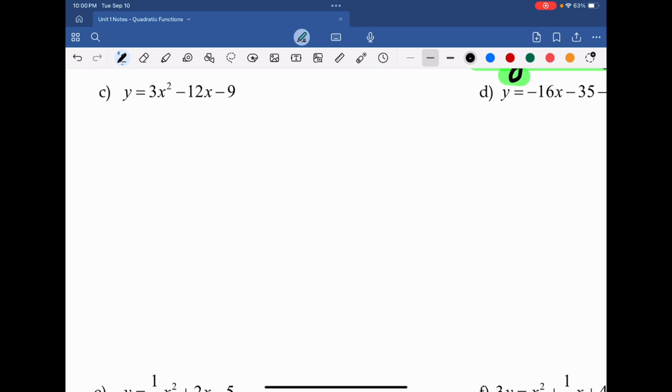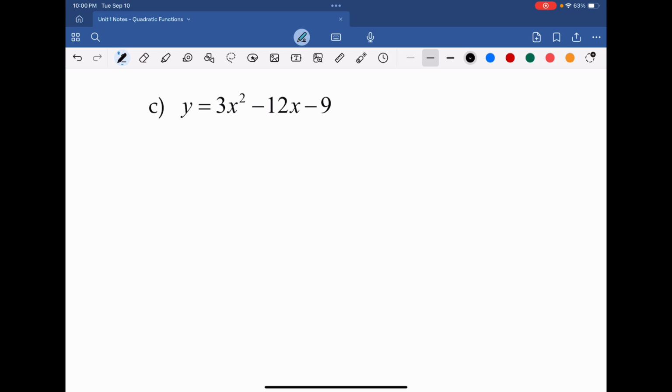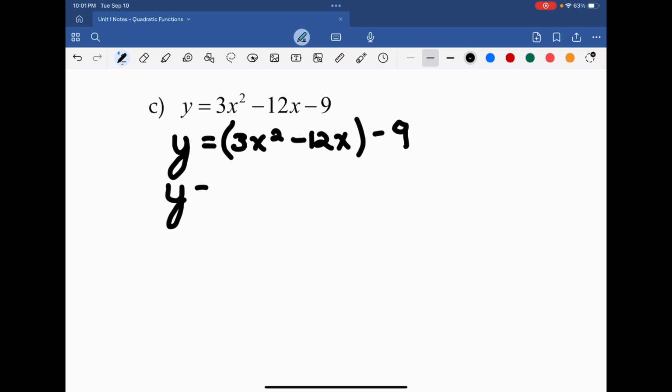Now, let's go down to this one here, C. We're going to do the exact same steps. So we're going to start by just going y is equal to 3x squared minus 12x. We're going to bracket the first two terms and keep the constant term on the outside. I'm then going to remove a common factor, which in this case is 3, leaving me with negative 12 divided by 3 is negative 4, minus 9.